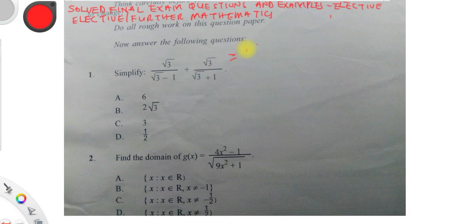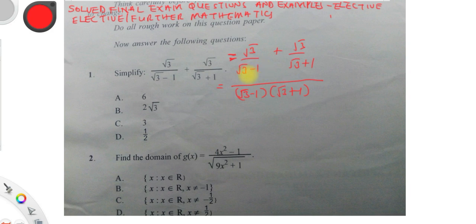So this is equal to square root of 3 over square root of 3 minus 1, plus square root of 3 over square root of 3 plus 1. Since the denominators are conjugates, we simplify by finding the LCM. The LCM is just the product of the conjugates: square root of 3 minus 1 times square root of 3 plus 1.